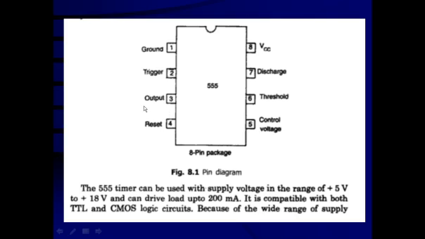I think the same thing is discussed here. This is a pin diagram of the same IC. Now the description may be there. The 555 timer can be used with a supply voltage in the range of plus 5 volt to plus 18 volt and can drive a load up to 200 milliampere current. This is the characteristic of the 555 timer. You can say that with this voltage and current it can work.